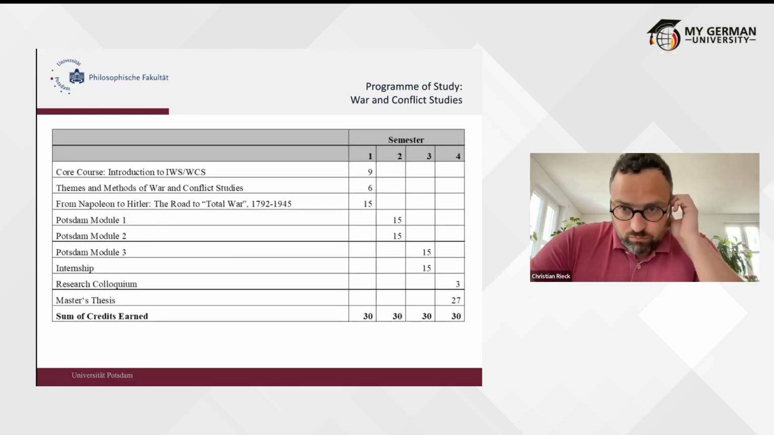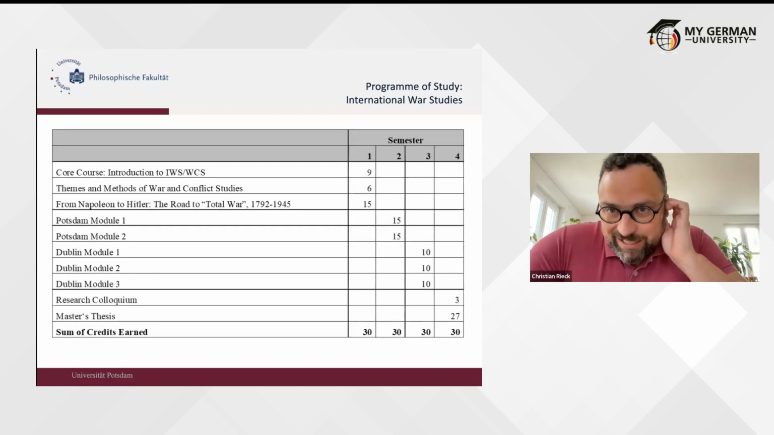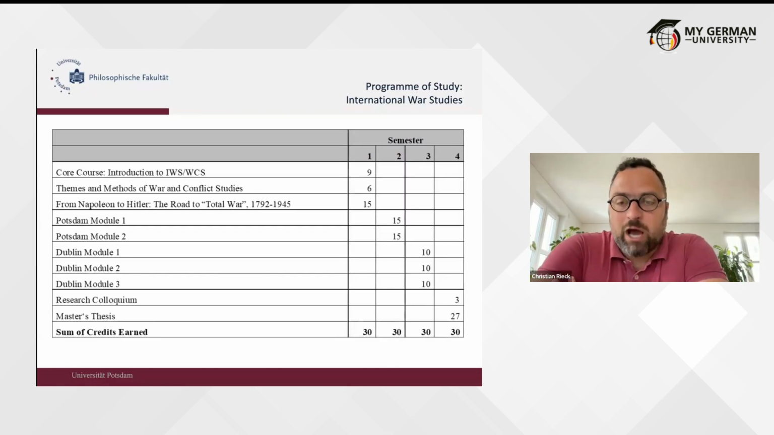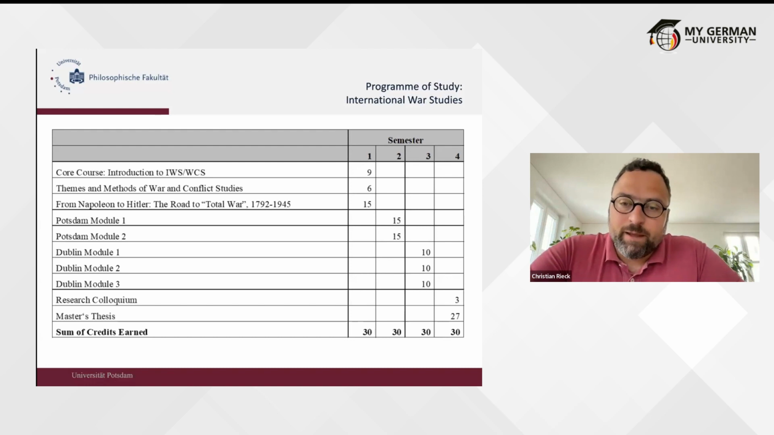All right, let's go on. Next slide, please. Yes, so international war studies. So how is this program structured? It's a 2-year program. You spend the first year at Potsdam and the second year at Dublin.